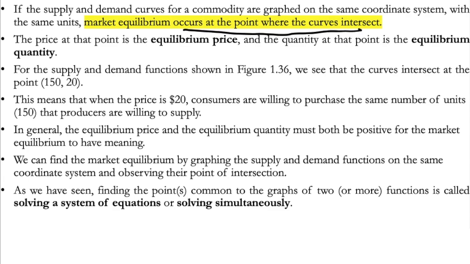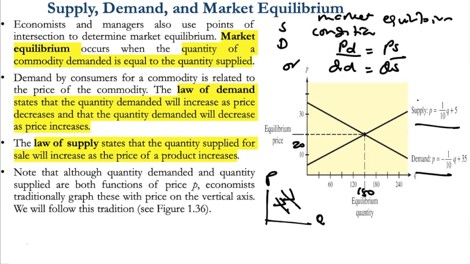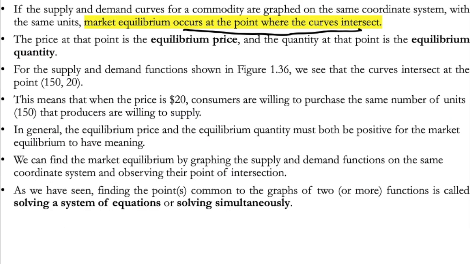In this case, the intersection here is this. Okay, this is the intersection, and therefore they have a price of 20 and also a quantity of 150. Now, like I said earlier, the answer for this figure is actually 150 and 20. So you have 150x, and then you have 20y.